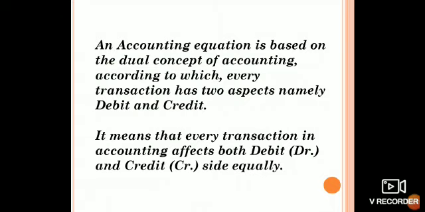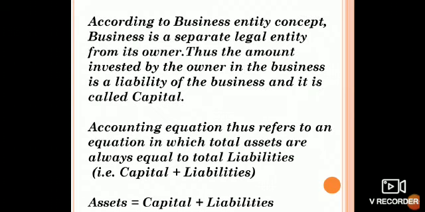An accounting equation is based on the dual concept of accounting, according to which every transaction has two aspects, namely debit and credit. It means that every transaction in accounting affects both the debit and credit side equally.